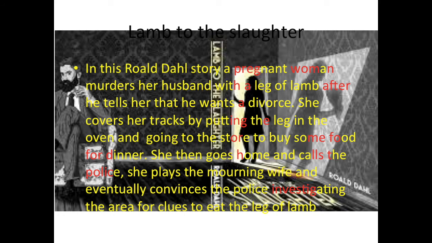Finally, we are going to be looking at Lamb to the Slaughter. In this Roald Dahl story, a pregnant woman murders her husband with a leg of lamb after he tells her he wants a divorce. She covers her tracks by putting the leg in the oven and going to the store to buy some food for dinner. She then goes home, calls the police, and pretends to mourn over her dead husband. She eventually convinces the police investigating the area for clues to eat the leg of lamb.